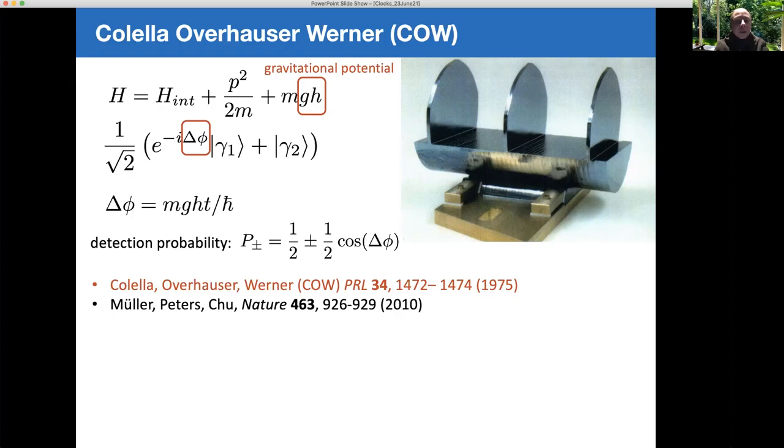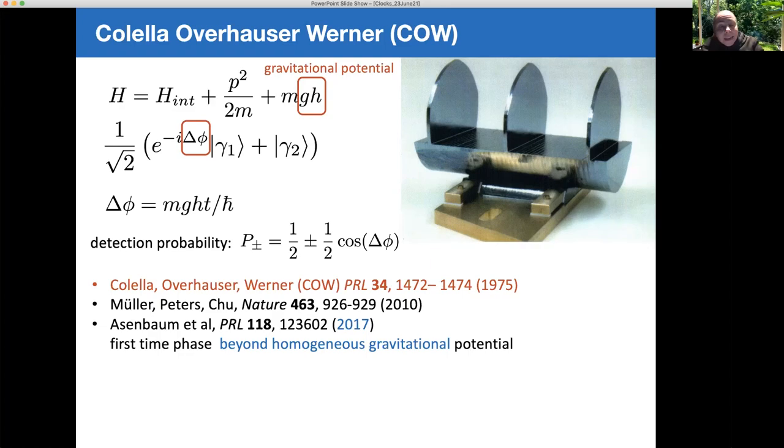And similar experiments have been routinely done since then with many systems. This includes also atoms, like the experiments of Kasevich. And I would like to highlight that it's been only in 2017 that this homogeneous gravitational potential that I have included in the slide had to be replaced with the potential with corrections beyond the homogeneous potential. So that's where we are.